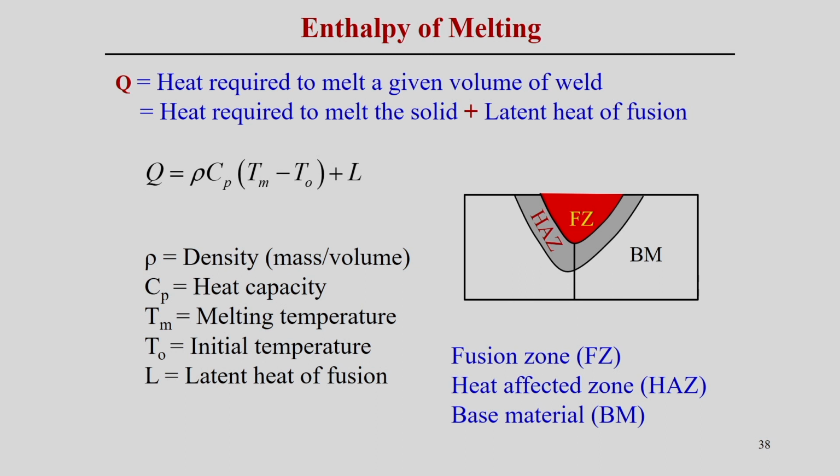particular welding process. Now, base material basically indicates the zone which is not affected by the temperature, that means even a small rise of temperature does not cause any kind of phase transformation in this base material. So, this is the indication. All these zones are defined based on the temperature reached in a particular domain or a particular zone.